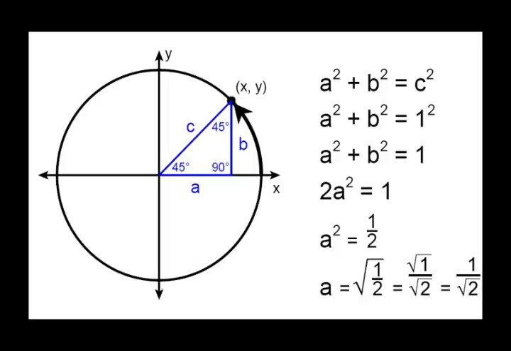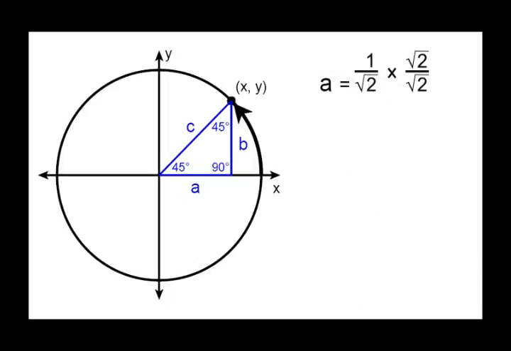Mathematicians don't like square roots in our denominators, so we multiply our fraction by 1 in the form of radical 2 over radical 2 and get a equals radical 2 over 2. Side B has the same length as side A, so it's also radical 2 over 2. Remember that the x value of our point on the circle is the same as the length of side A on our triangle, and the y value of our point on the circle is the same as the length of side B on our triangle. So our point is radical 2 over 2, radical 2 over 2.